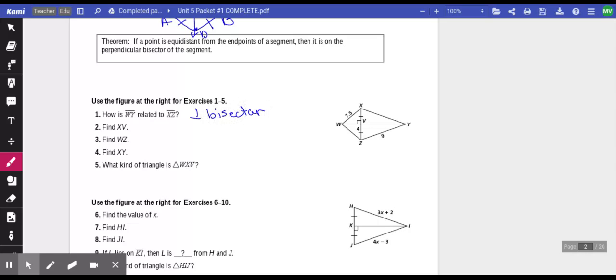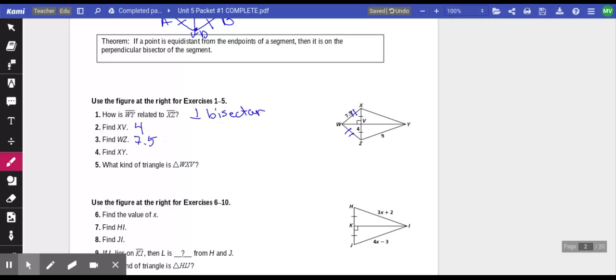So now we want to find XV. So XV is equal to ZV, which is labeled 4, so it's 4. WZ is going to be equal to WX because W is on the perpendicular bisector. So therefore, every point on there is equidistant from both endpoints. Therefore, WZ is 7.5.